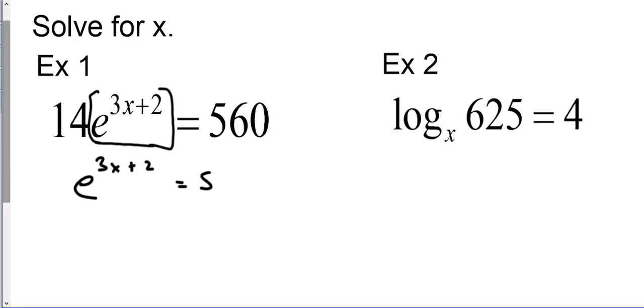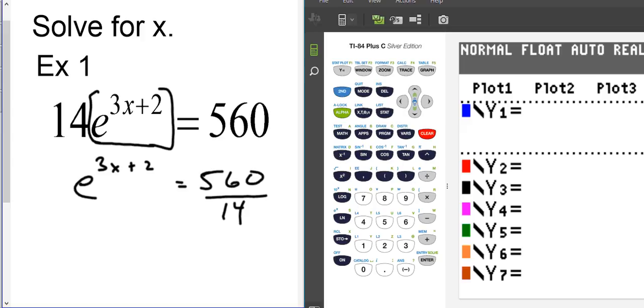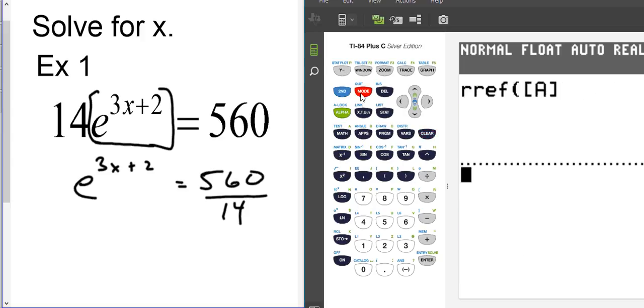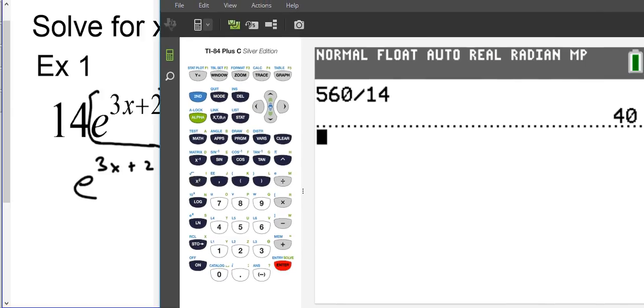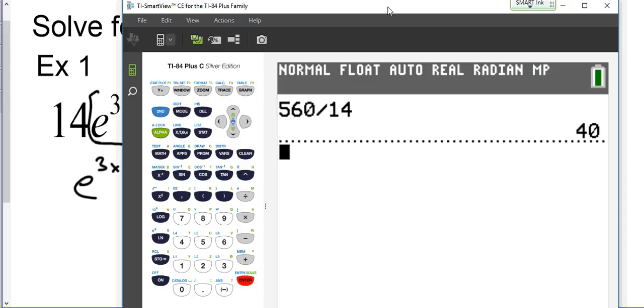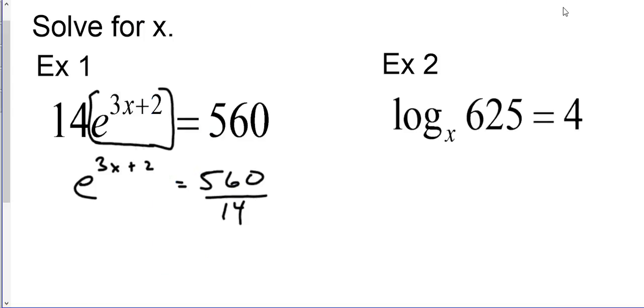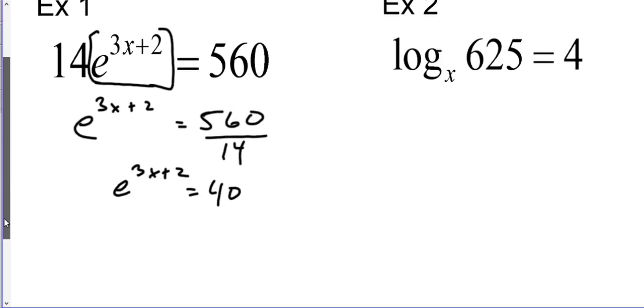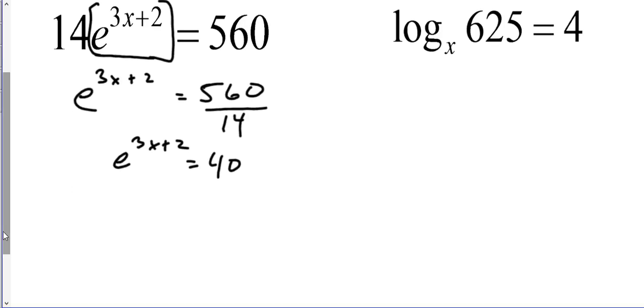We're going to have 560 divided by 14. If you're not sure what 560 divided by 14 is, you can calculate it right here. 560 divided by 14, let's see if that turns out to be a nice number. And the answer is 40. It does turn out to be nice. So 40 is going to equal e to the 3x plus 2. Now you can notice that e to the 3x plus 2 is all by itself. There are no negatives, no additions, no other things.